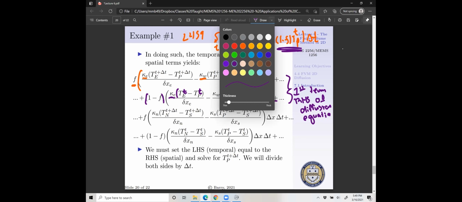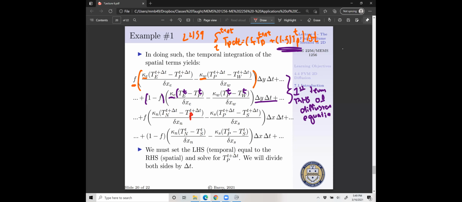Now we do the same thing for our second term. And what we're going to have here, and I'll update this, we would have plus f times the diffusivity at our north face, which is kn. And then we're going to have Tn evaluated at t plus delta t minus Tp evaluated at t plus delta t. And then we subtract our diffusivity at that southern face times the quantity Tp at t plus delta t minus Ts evaluated at t plus delta t, times delta x delta t.